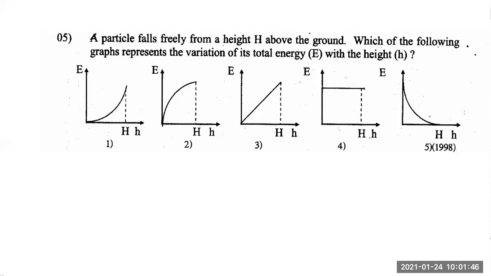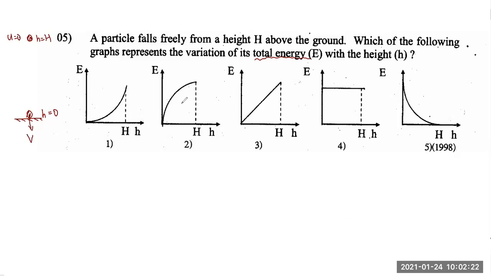A particle falls freely from a height capital H above the ground. Which of the following graph represents the variation of its total energy with height? Total energy with height. So the particle will be like this. This is the ground, and the particle is dropped from here. So at this point, small h will be equal to capital H, and at this point, small h is equal to 0. Initially it will have 0 velocity, and when it reaches the ground, it will have maximum velocity v.